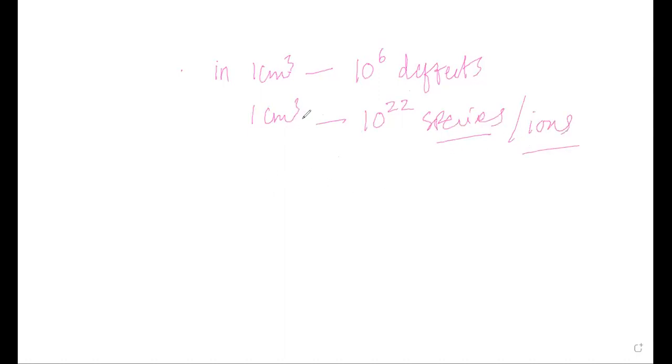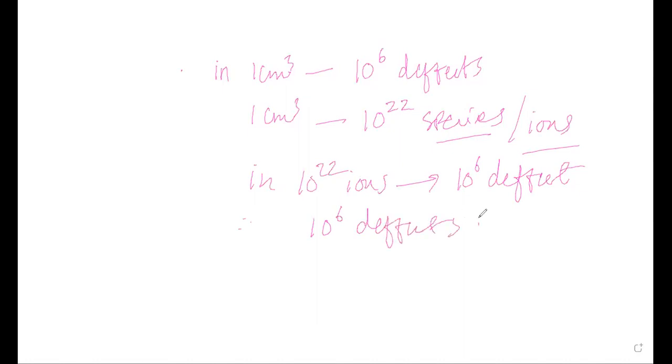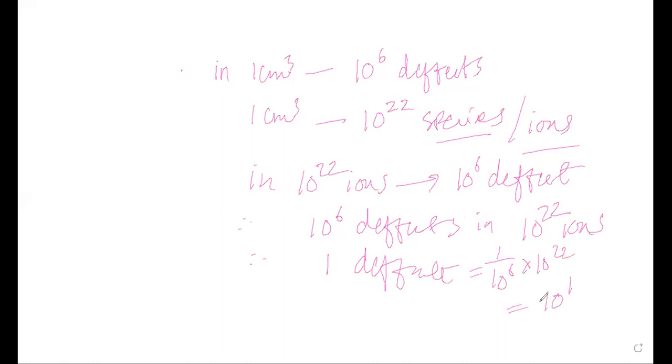So what happens in 10 to the power 22 ions, we have 10 to the power 6 defects. Therefore, one defect per how many ions? So one defect is equal to 1 divided by 10 to the power 6 multiplied by 10 to the power 22, which simply gives us 10 to the power 16.